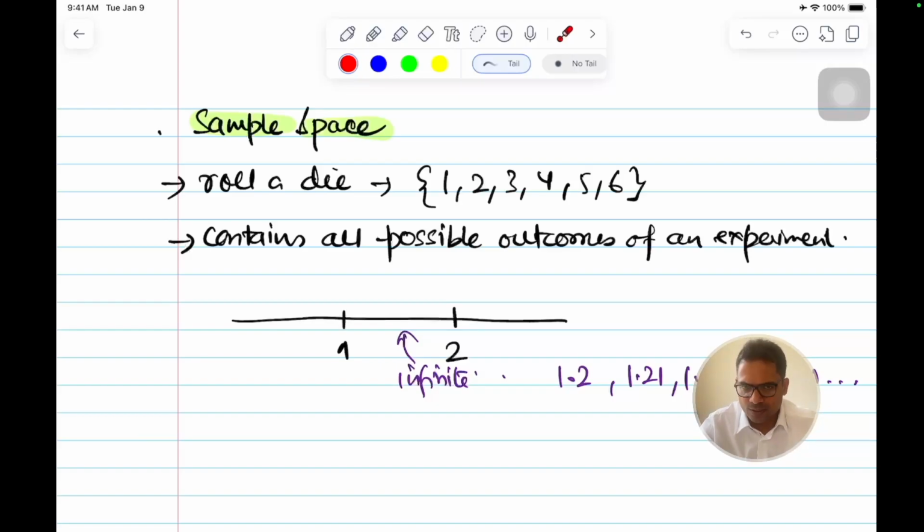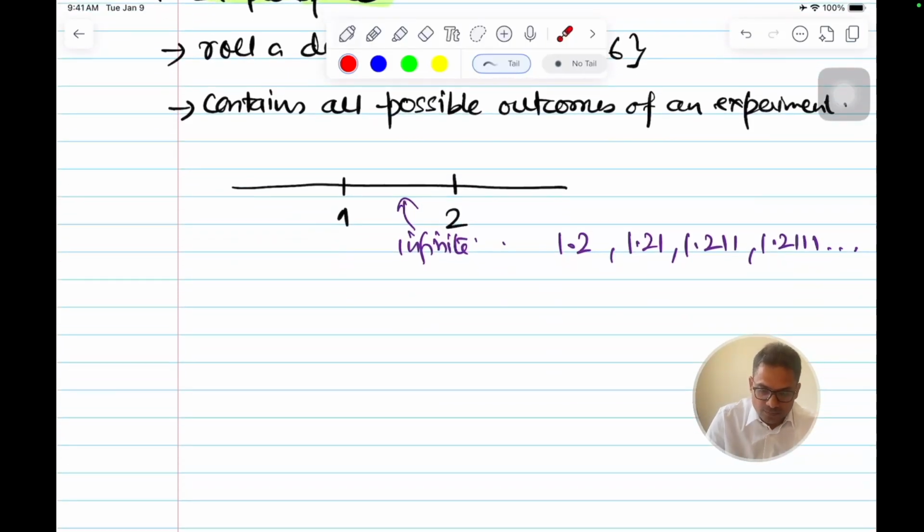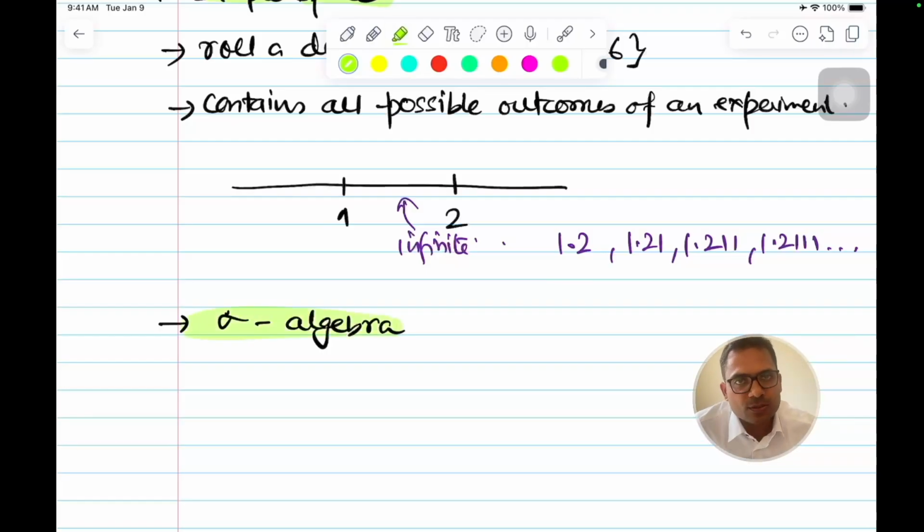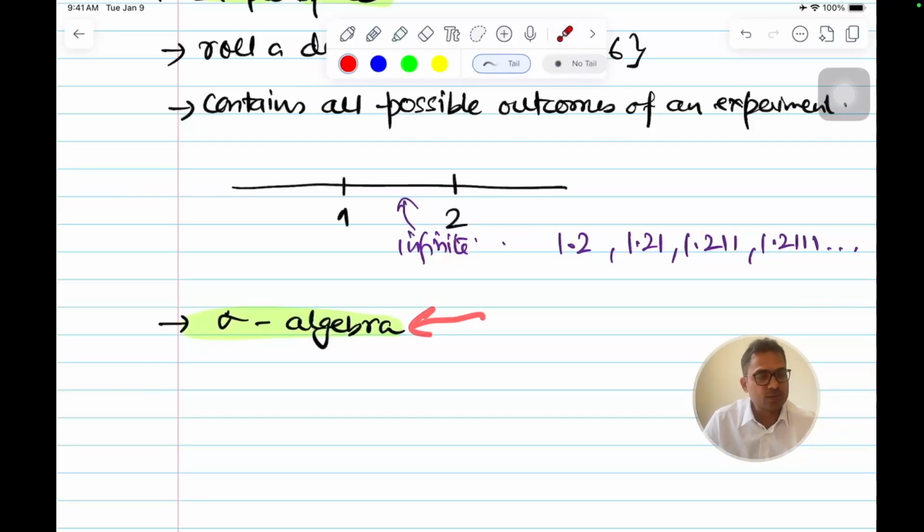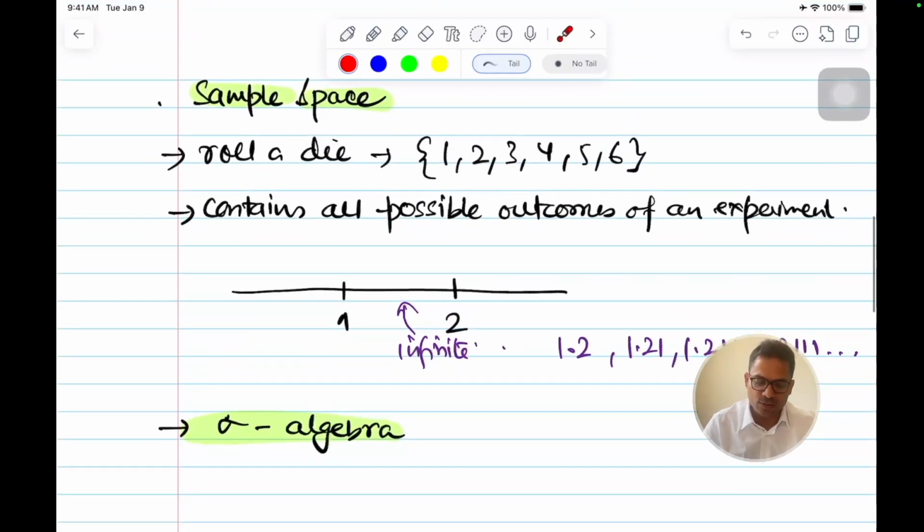There is something more advanced that I'll just mention here, and the lecture notes will have the details. You should know that this sample space should follow the rules of sigma algebra. It's just good to know, some advanced stuff. I won't dive deep into this. I'll write it in the notes and share it with you, so don't worry. Okay, so this is about sample space.